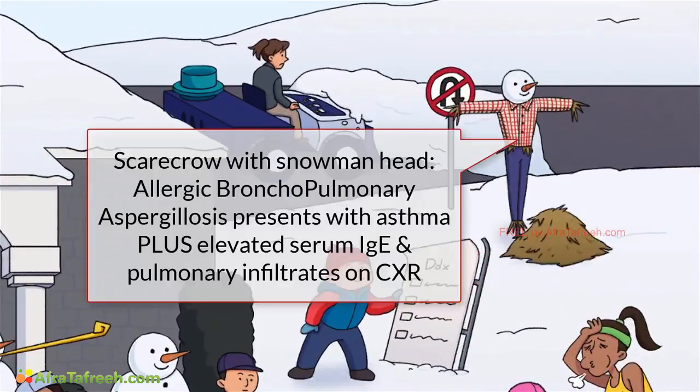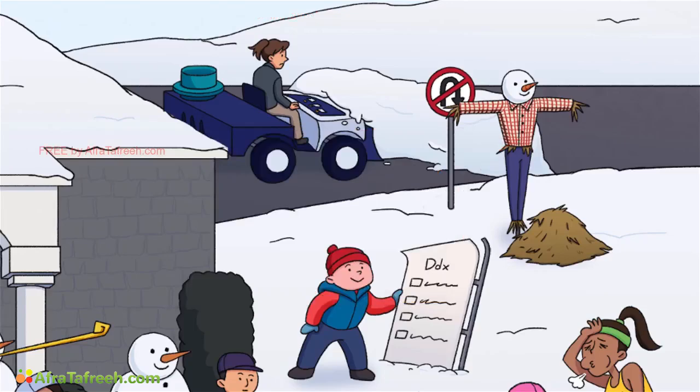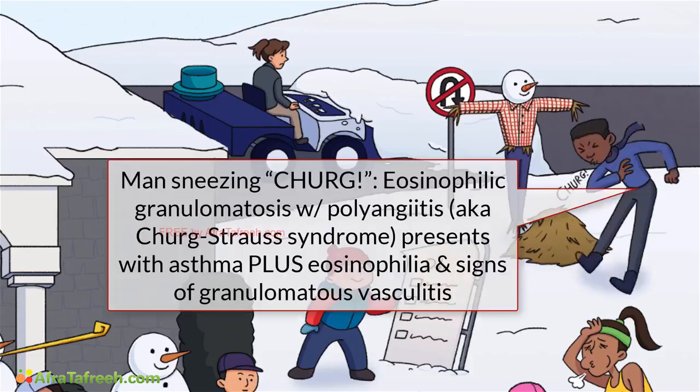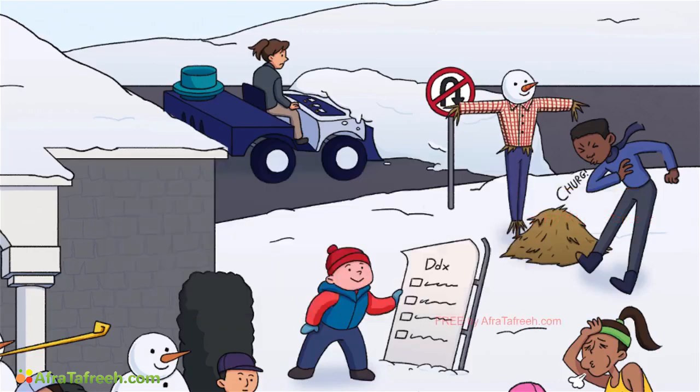Allergic bronchopulmonary aspergillosis occurs in patients with asthma or cystic fibrosis who develop an allergic reaction, hypersensitivity, to aspergillus. Patients present with difficult-to-control asthma plus elevated serum IgE and pulmonary infiltrates on chest x-ray. For more on aspergillus infection, check out our pneumonia in special population sketch. Eosinophilic granulomatosis with polyangiitis, aka Churg-Strauss syndrome, presents with asthma plus eosinophilia and signs of granulomatous vasculitis. For more details on Churg-Strauss, check out our small vessel vasculitis sketch.